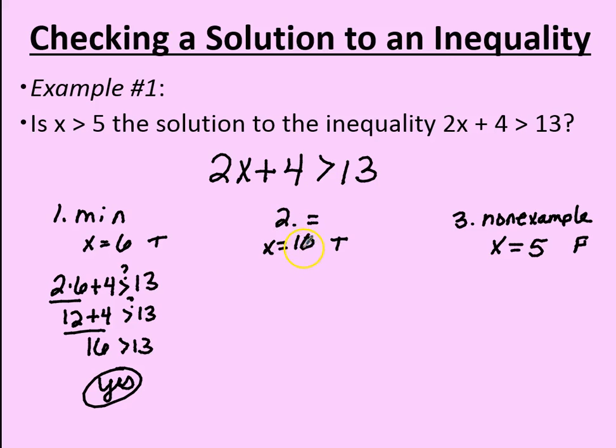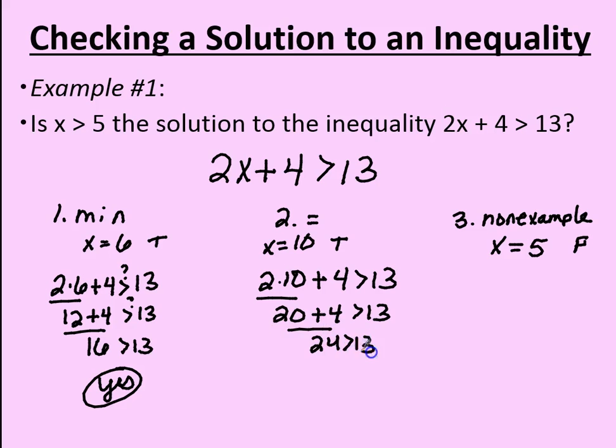Let's try 10, because 10 is greater than 5. So 2 times 10 plus 4 is greater than 13. 2 times 10 is 20, plus 4 is 24, and 24 is greater than 13. That's also true. So far, this seems to be holding true. 6 makes it true, and so do the numbers greater than it.